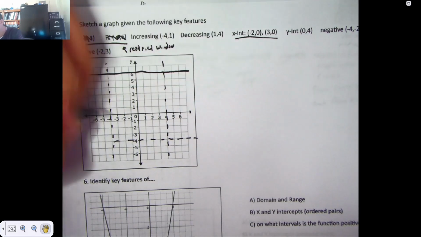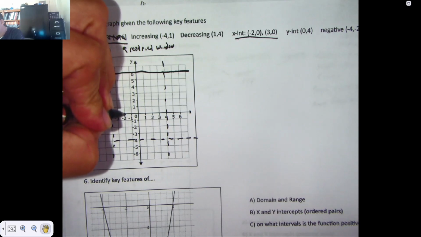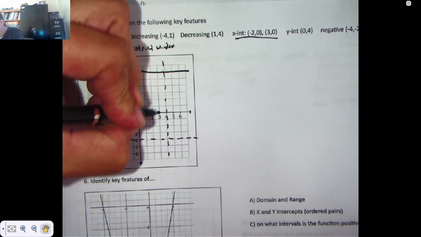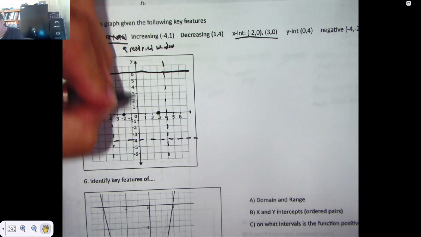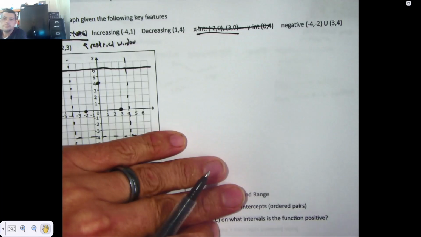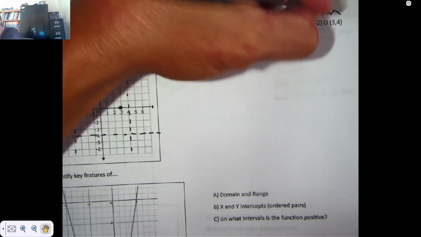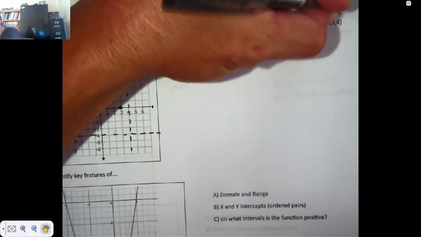Got some x-intercepts here. There's one at (-2, 0). There's one at (3, 0). There's a y-intercept at (0, 4). There's 3 nice points. And now I get to talk about what some of this other stuff is. This right here, these are not ordered pairs. Don't make that mistake. That is an interval. They're not ordered pairs.